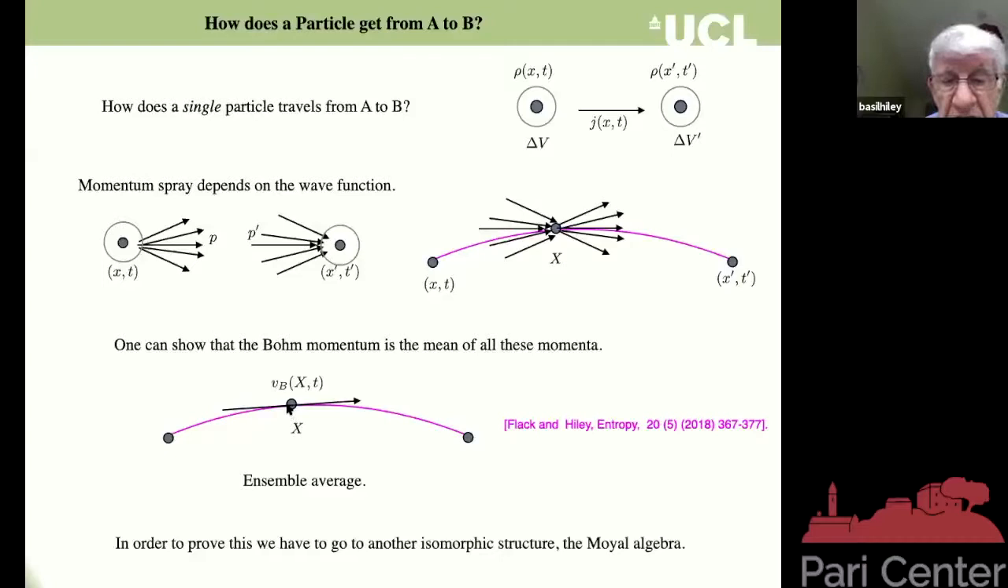Now, what I would have loved to have done, now it's nearly time, is to actually show you how you get that result. But you have to go to another structure, and it was in that structure that I saw a way of actually proving this result. So it's mathematically proven.